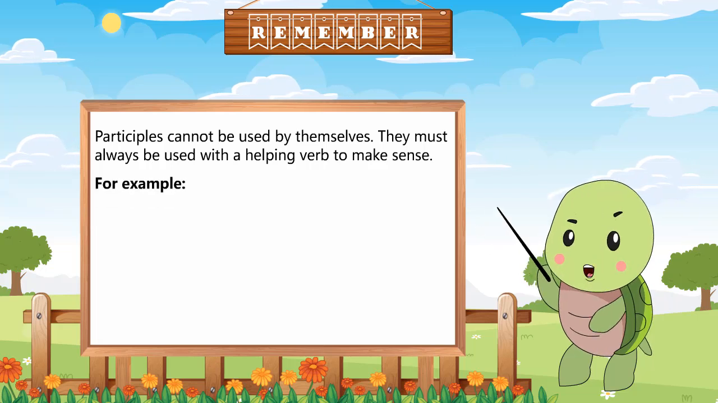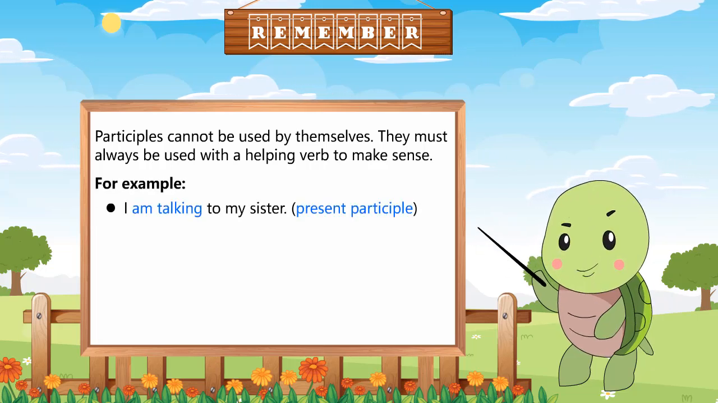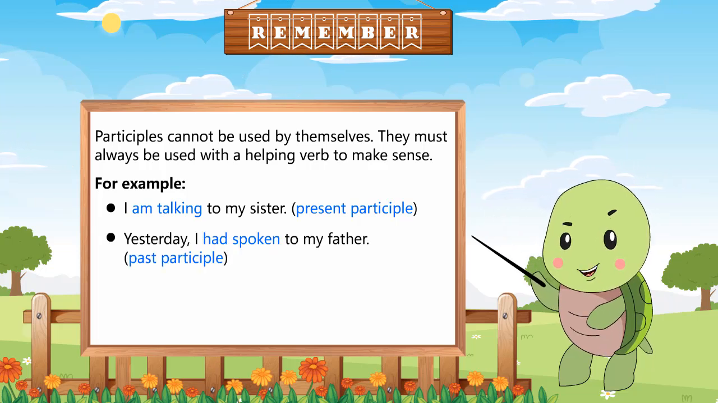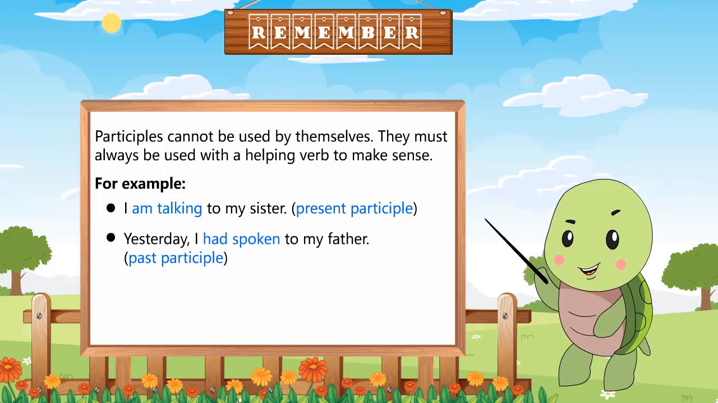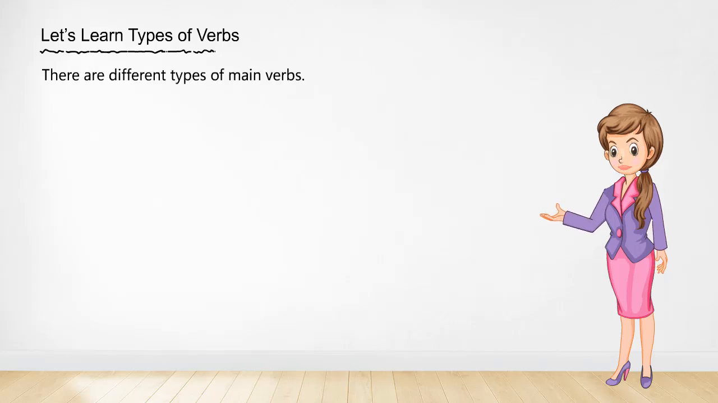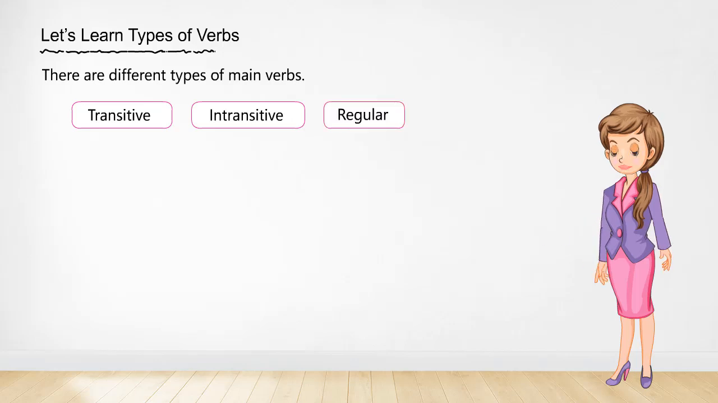For example, I am talking to my sister. Present participle. Yesterday I had spoken to my father. Past participle. Let's learn types of verbs. There are different types of main verbs: transitive, intransitive, regular, irregular.